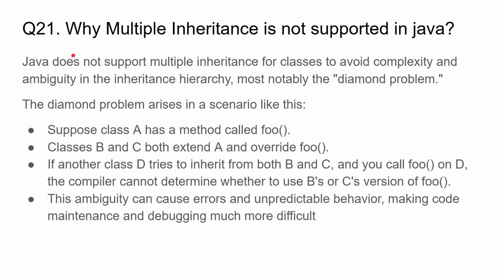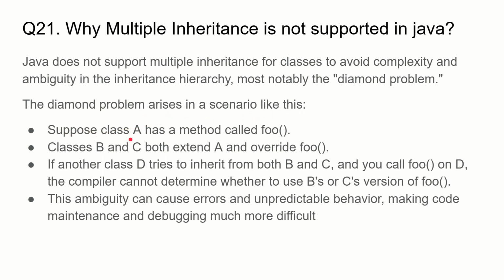Next, one important question is why multiple inheritance is not supported in Java. Java does not support multiple inheritance of classes to avoid complexity and ambiguity in the inheritance hierarchy. Most notably, the diamond problem. The diamond problem occurs when a class inherits from two classes that both extend the same base class, leading to confusion about which inherited method should be used if both parent classes provide different implementations of the same method. The problem arises in a scenario like this.